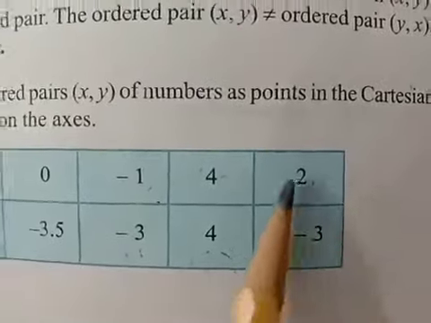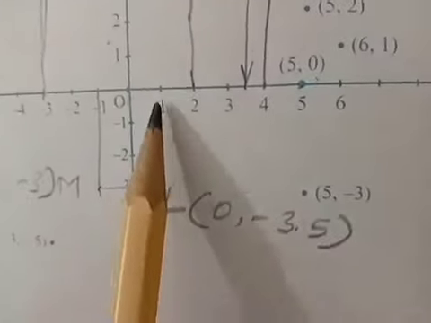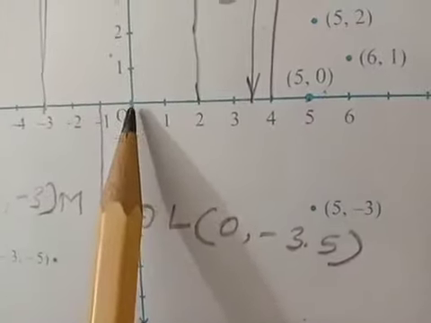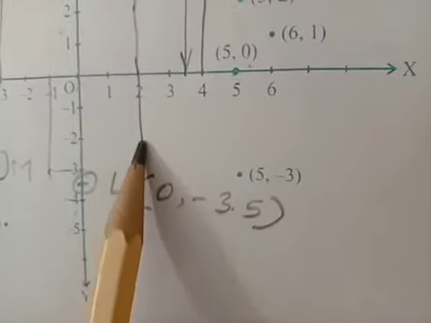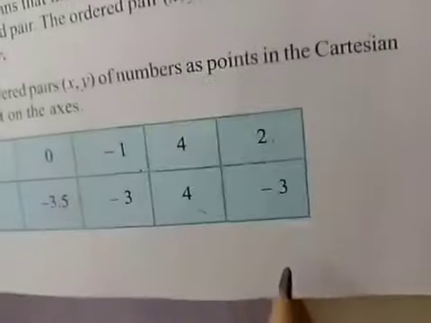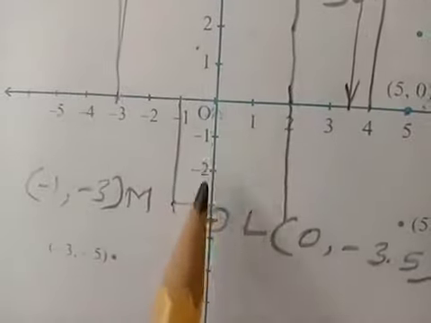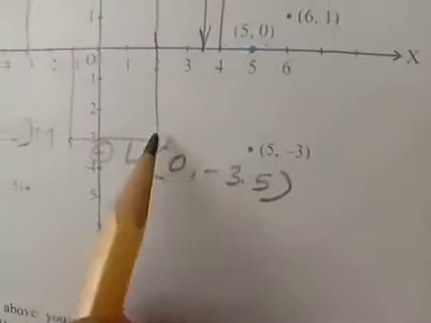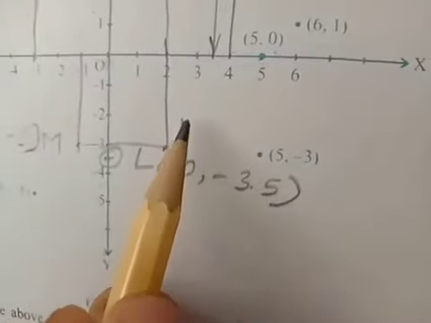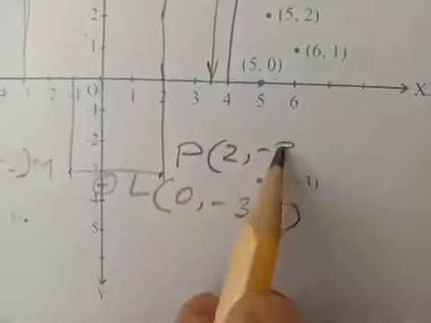Now let's try to plot this 2, minus 3. This is the last one. So 2 is plus, so you have to measure from the y-axis 2 units, and draw a perpendicular line. And what is the y ordinate? It is minus 3, so it is below this 0. So minus 1, minus 2, minus 3 from the x-axis, draw a horizontal line, and you can name this point P. The coordinates of that are 2, minus 3.